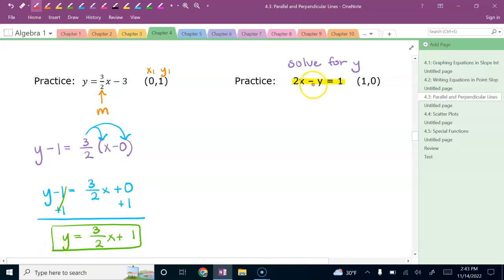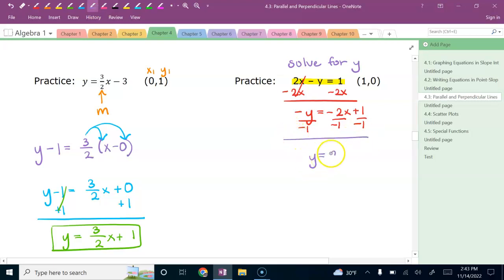For the second one, you needed to solve for y first. So I would have done minus 2x. We've got negative y equals negative 2x plus 1. Then I would have divided everything by a negative 1 to get the equation y equals 2x minus 1. And then we can begin to write our equation.